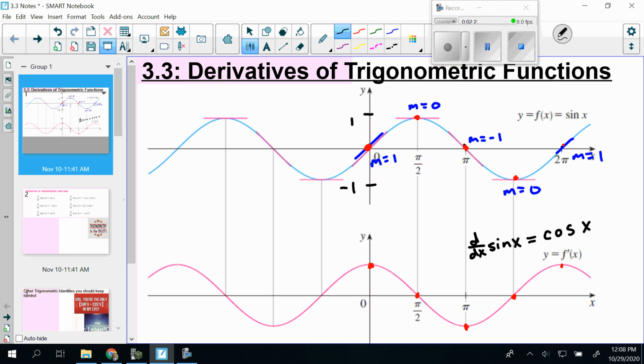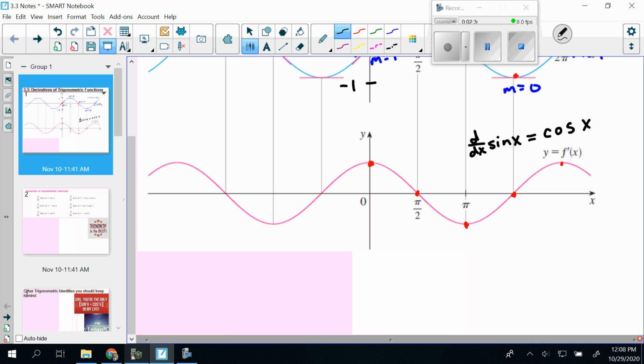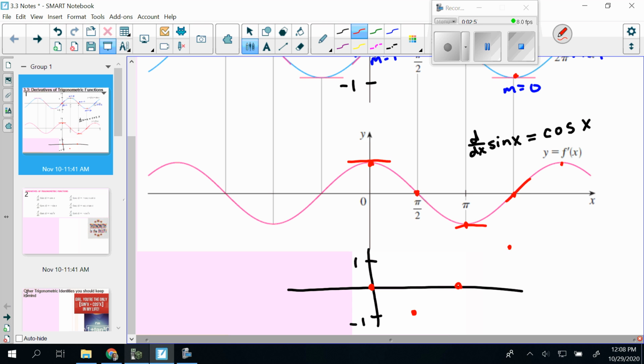If you were to do this again and now find the derivative of cosine, it doesn't actually go back to sine. It's going to look a little bit different. So if we were to do this again and graph it again, slope here would be 0. Slope here would be -1. Slope here is 0. Slope here is +1. Slope here is 0, so we get this graph.